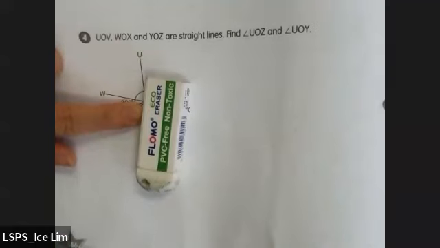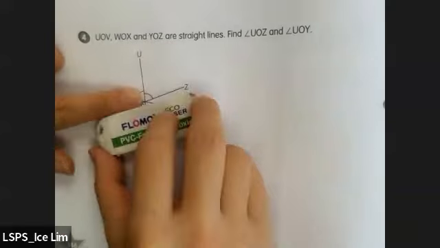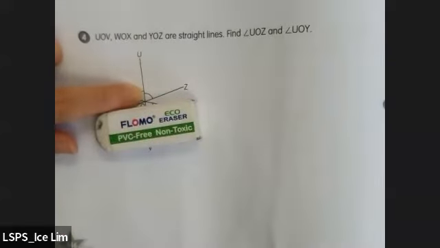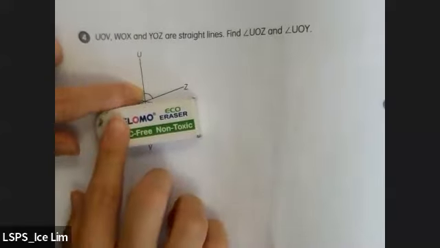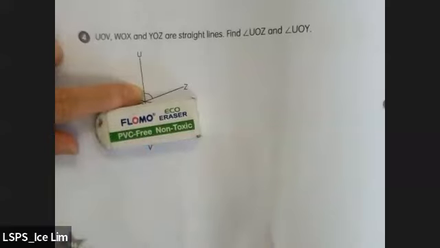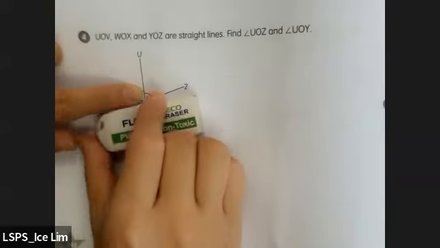Can you find UOZ? Can you look for UOZ? Can you see UOZ? Do you think these two look the same?